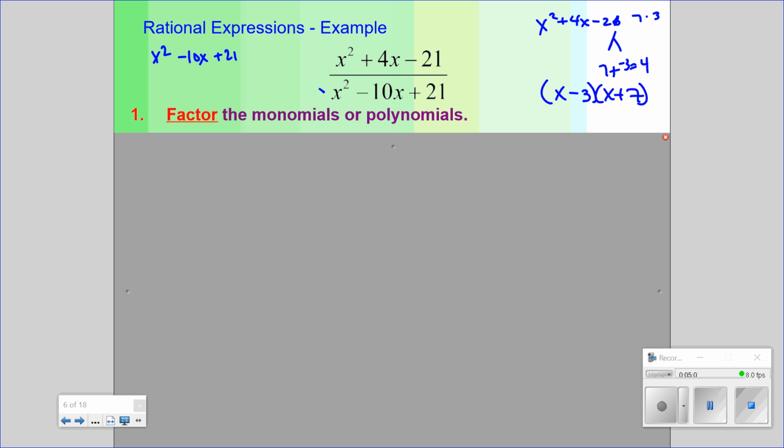For the denominator over here, to factor that, we want factors of positive 21 that add up to be negative 10.